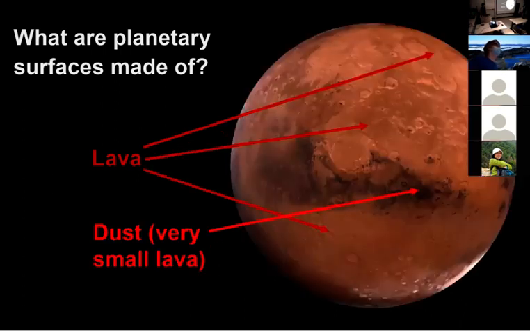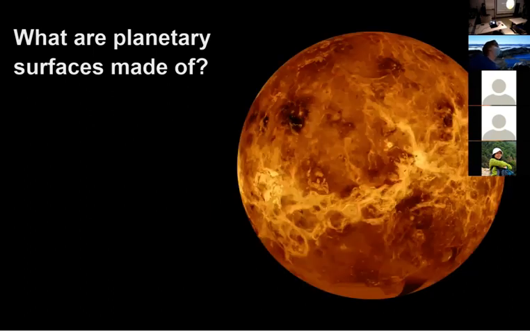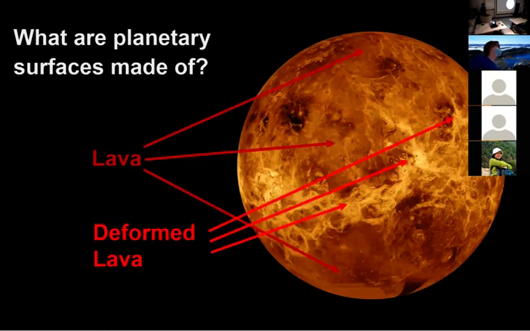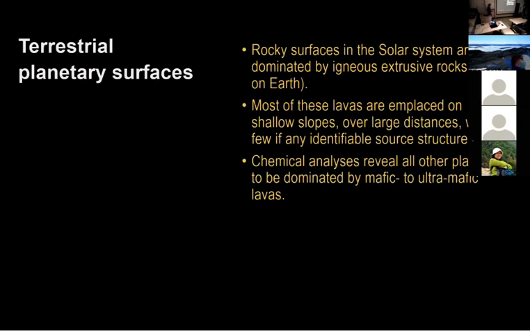Mars, very little lava. Sorry to the Mars people. Venus, lava and deformed lava. Mercury. So all of the rocky terrestrial bodies we have in our solar system are dominated by low slope, mafic to ultramafic volcanic lava. We can't usually tell the source except for the very late features.